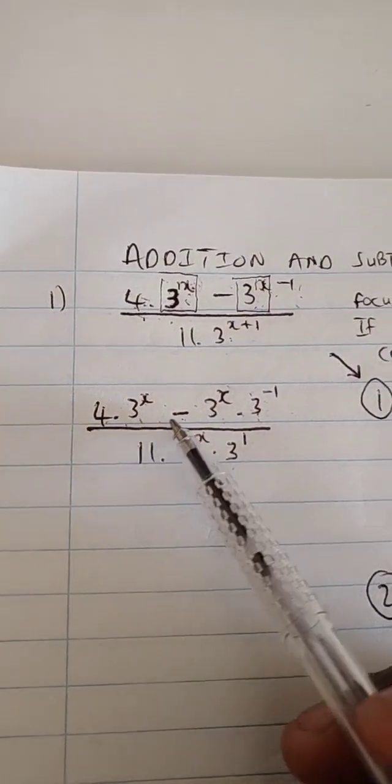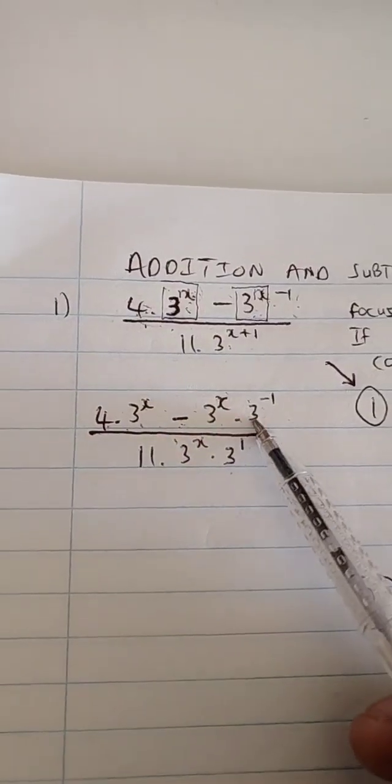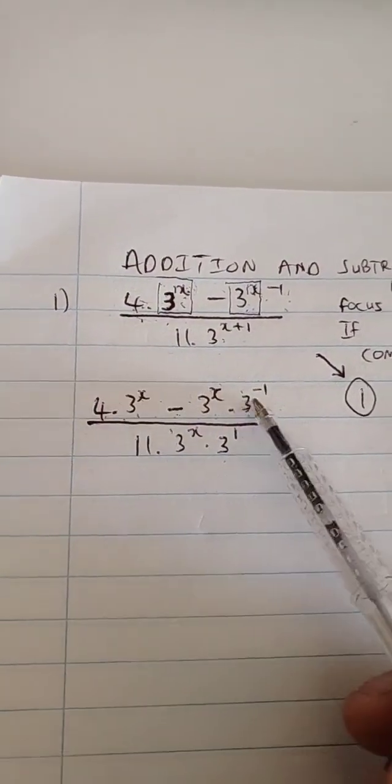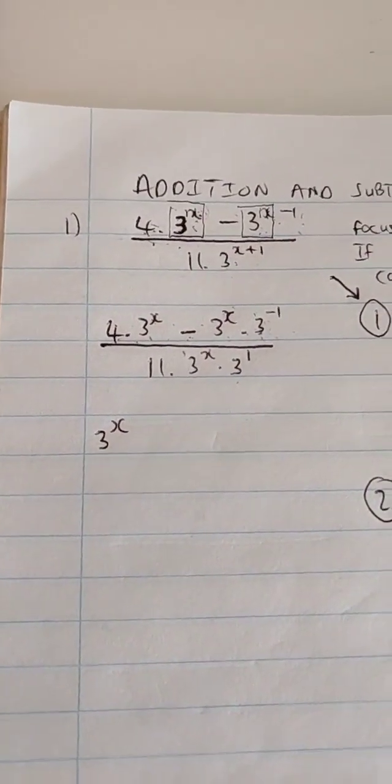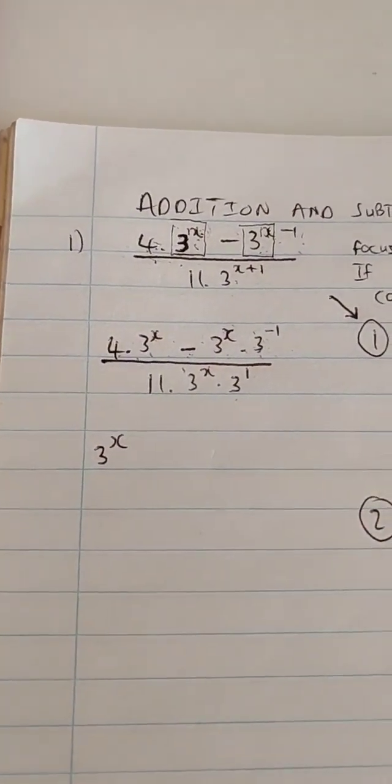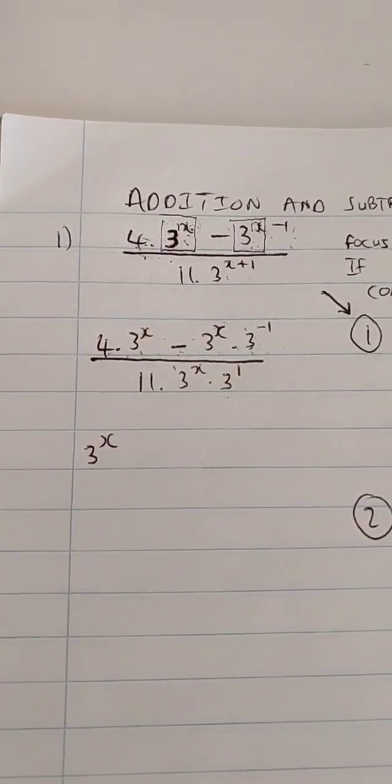So 4 times 3 to the power x minus 3 to the power x times 3 to the power negative 1. In the numerator, guys, what is common? It's 3 to the power x. Are we together? 3 to the power x. All right.